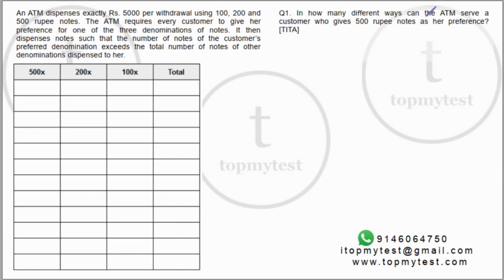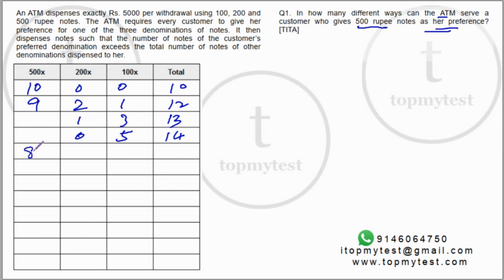How many different ways can an ATM serve the customer who gives 500 rupee notes as her preference? So my preference is 500 rupee notes. Easiest way out is 10, 0, 0. That's 10 notes. 5,000 is done. If I use 9, I can do 2, 1, 1, 3, 0, 5. This is possible, right? In this case, you have 12 notes. Here you have 13 notes. Here you have 14 notes. Still 9 is the preferred.